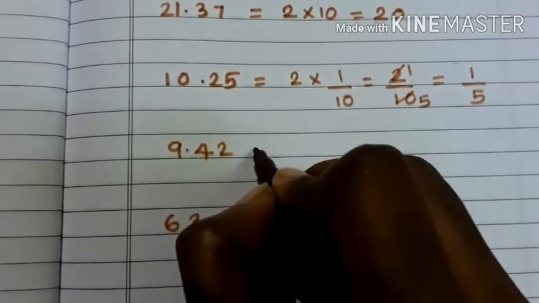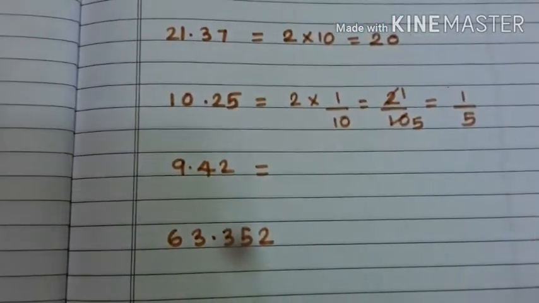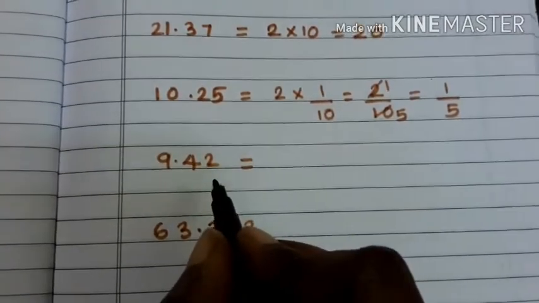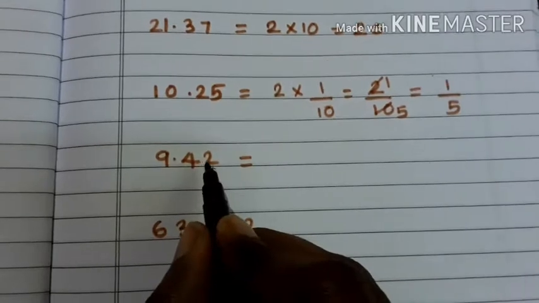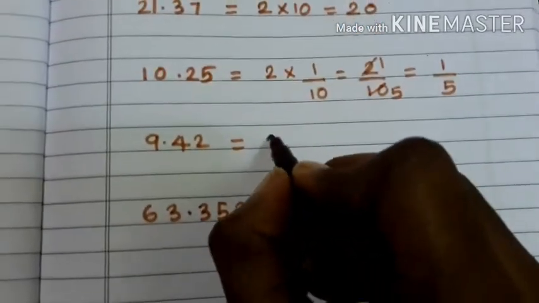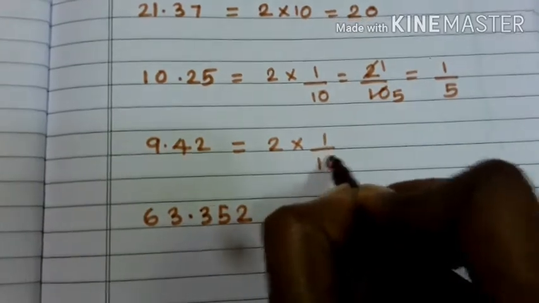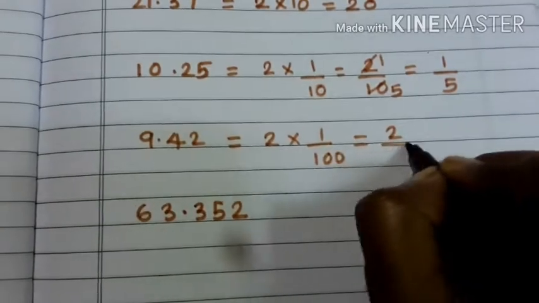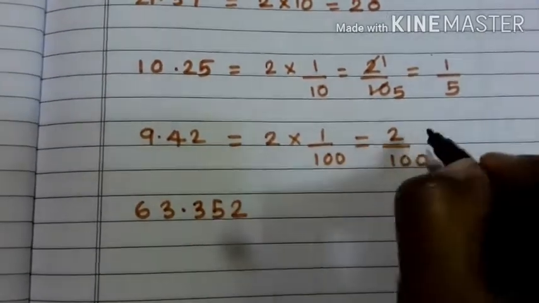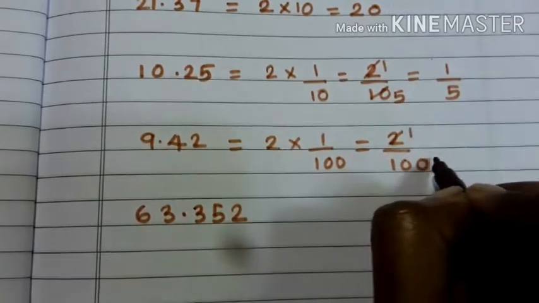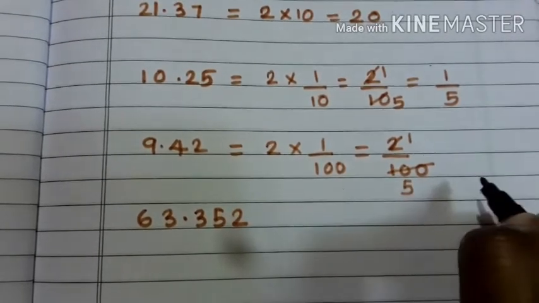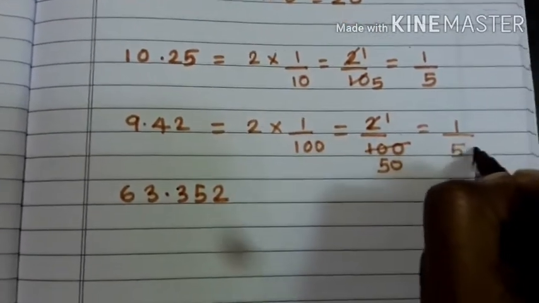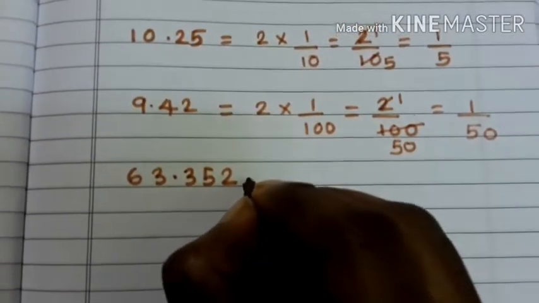Then next one, 9.42. So here place value of 2 in this decimal number, 2 in which place? 1 by 100 place. So here 2 into 1 by 100, we get 2 by 100. So we cancel by 2. 5 2s are 10, 15. 1 by 50.